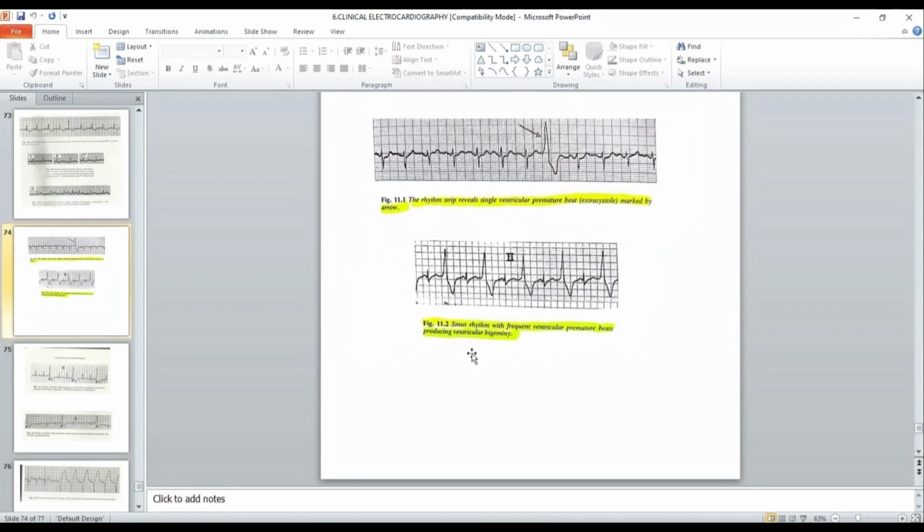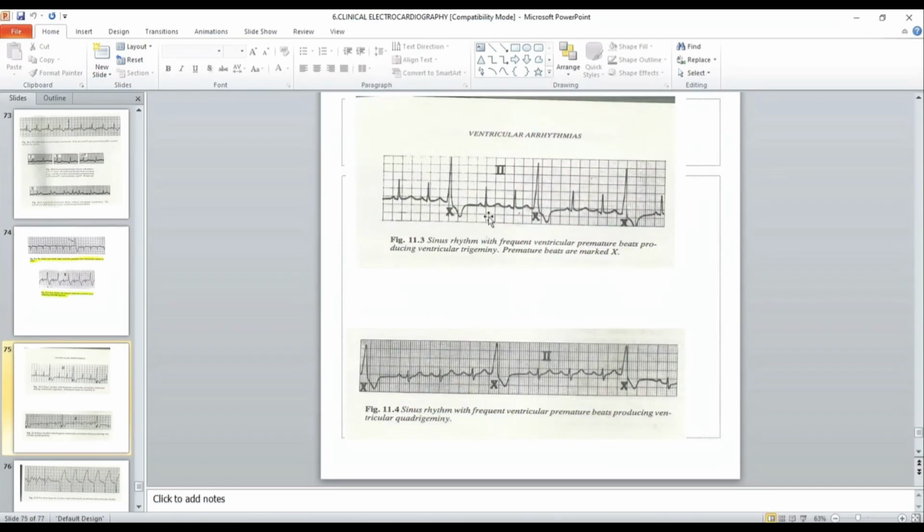Moreover, now here, every normal QRS complex is followed by one ventricular ectopic. This is known as pulsus bigeminus. Here two normal cardiac cycles are followed by one ventricular ectopic. This is known as trigeminy, ventricular trigeminy. And here three normal cycles are followed by one. This is known as quadrigeminy.